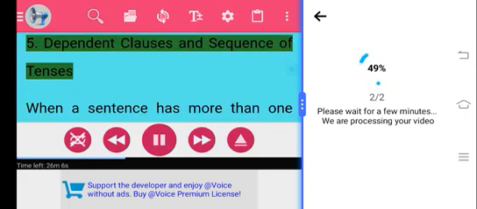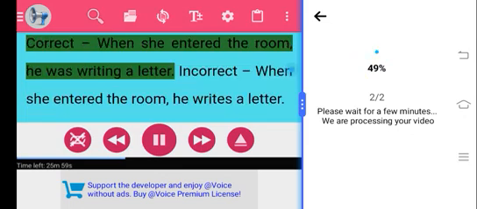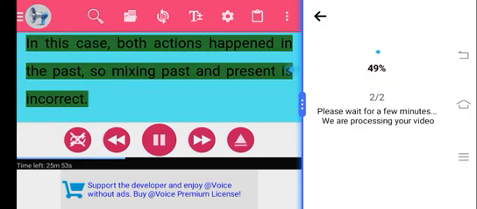5. Dependent clauses and sequence of tenses. When a sentence has more than one clause, main plus subordinate, the tenses must follow logical time sequence. Correct: When she entered the room, he was writing a letter. Incorrect: When she entered the room, he writes a letter. In this case, both actions happened in the past, so mixing past and present is incorrect.